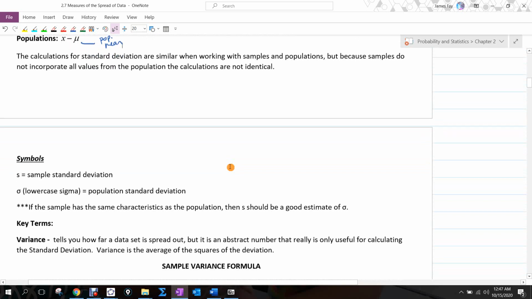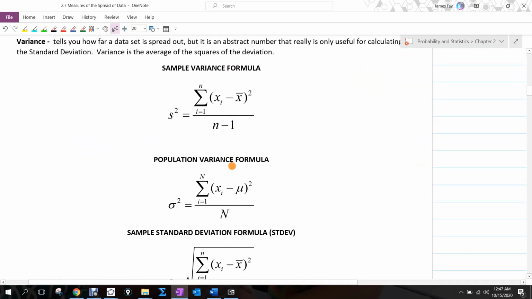For instance, right here, these two formulas are very similar. But in one, we're subtracting one from n: if it's a sample, we use n minus one. If it's a population, we just divide by n. I'm not going to get into the particulars, but through higher level statistical analysis we've determined that to make the sample variance model the population variance better, we subtract one from the sample size.